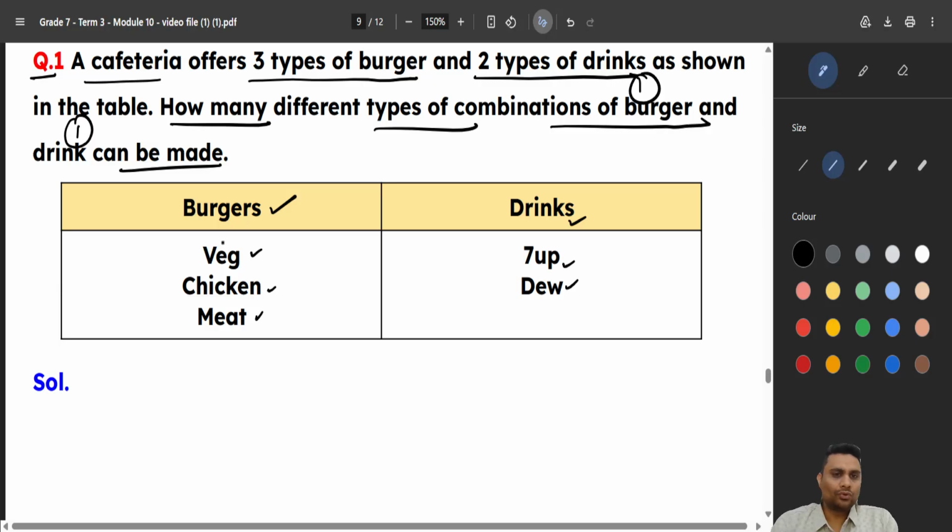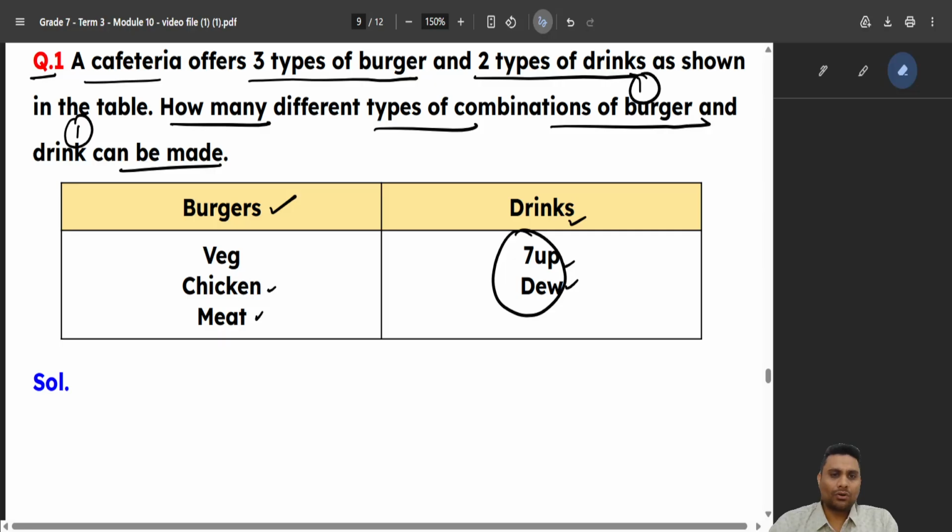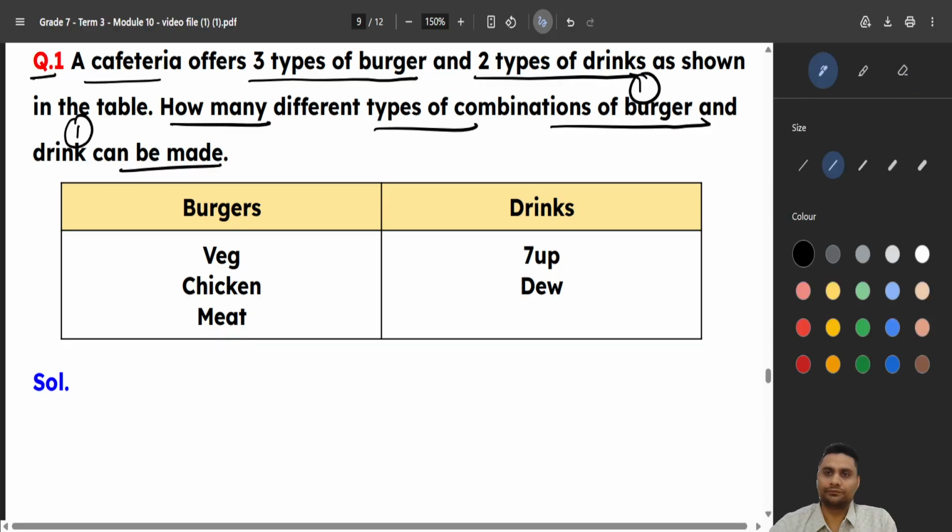So I have to choose one burger from here and one drink from here and see how many different outcomes can be made. First I will make all the combinations, then I will show you a trick to solve this question. So, normal method. Let's say I choose the veg burger. With the veg burger, I can take 7 Up. So my first combination will be veg burger with 7 Up. The second can be veg burger with dew.